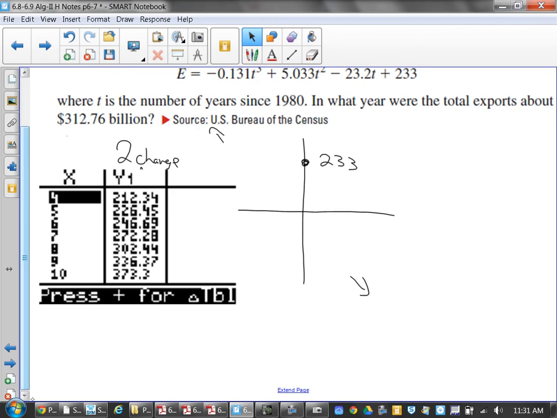It's changing somewhere between 8 and 9 years. It hits 312, right? Yes. So it was asking you, in what year did it happen? Well, year 1, when it first started out, or year 0, is 1980. So it's somewhere in the year of 1988.